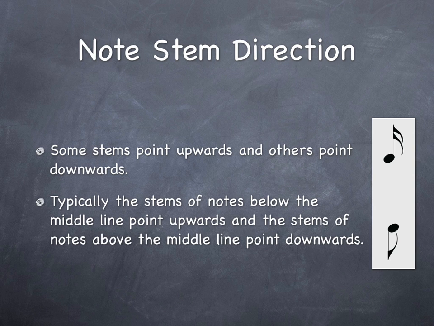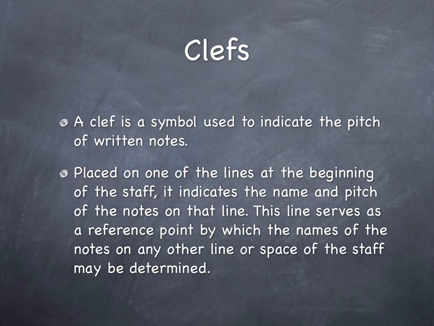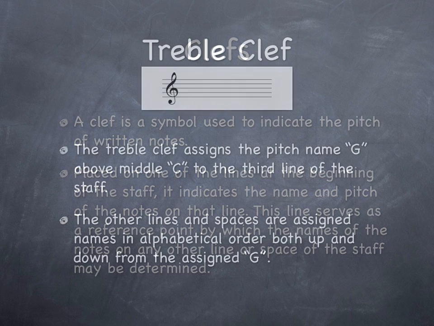And stems that are right on that middle line can either point up or down, depending if they're part of a group or something, whatever tends to look a little neater. Now, musical instruments can cover a wide range of pitch from very low to very high. One staff generally can't represent all of those notes in a clear fashion, so we use what are called clefs, which are from the French word for key, to indicate what range of notes we're referring to on a particular staff. The first clef we're going to look at is called the treble clef.